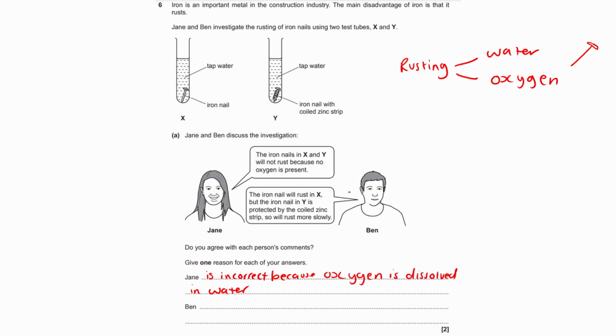Ben, on the other hand, is actually correct. The iron nail will rust in X, and we've said why that is, but the iron nail in Y is protected by the coiled zinc strip, so will rust more slowly. Okay, so Ben is correct because zinc is more reactive than iron. So instead of iron reacting with the oxygen and the water, zinc reacts instead because it's more reactive. So it's a sacrificial metal. It sacrifices itself, it corrodes away, leaving the iron nail protected. So you just need to say Ben is correct because zinc is more reactive than iron.